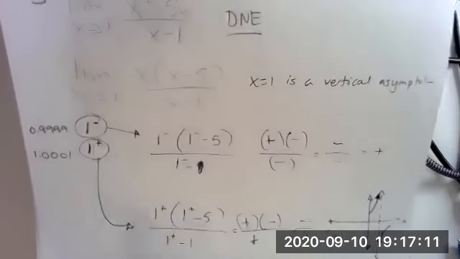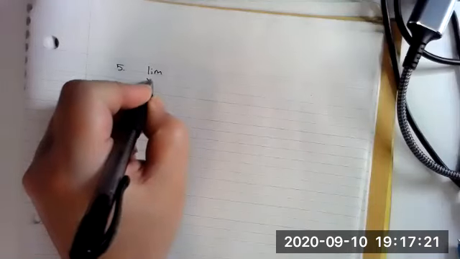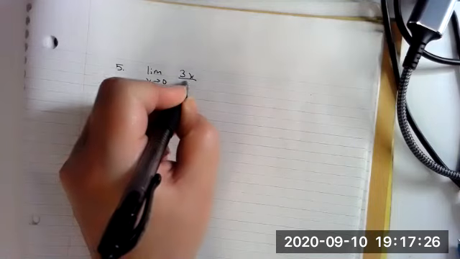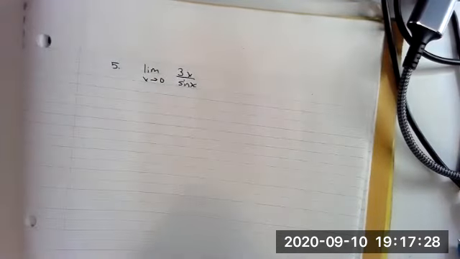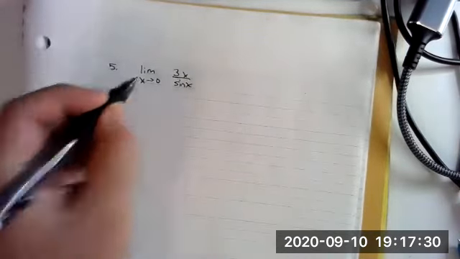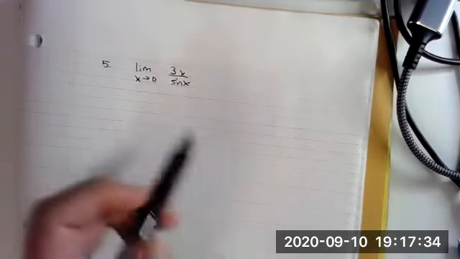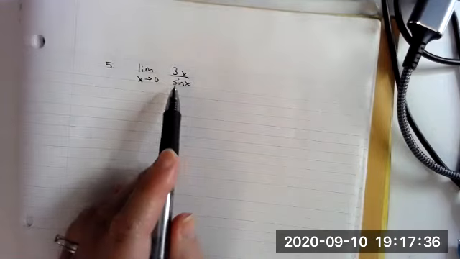Number 5, we can do, and number 5 was the limit as x approaches 0 of 3x divided by the sine of x. All right, so this requires you to refer to some of our special limit rules. But first, let's remember the first one.